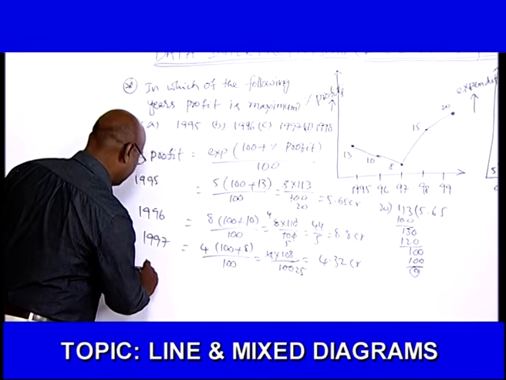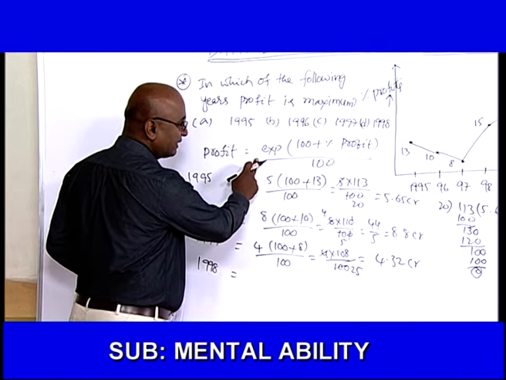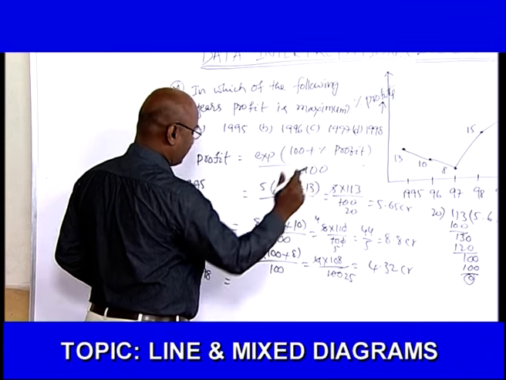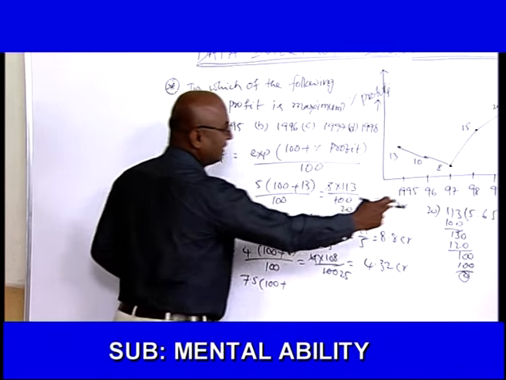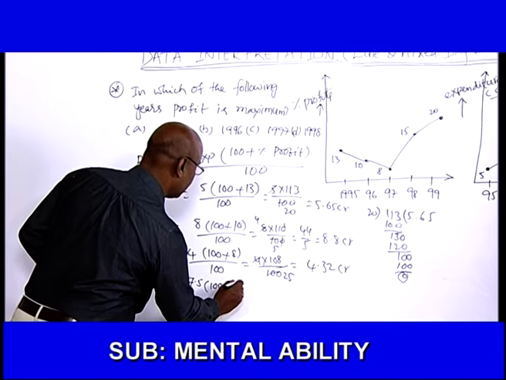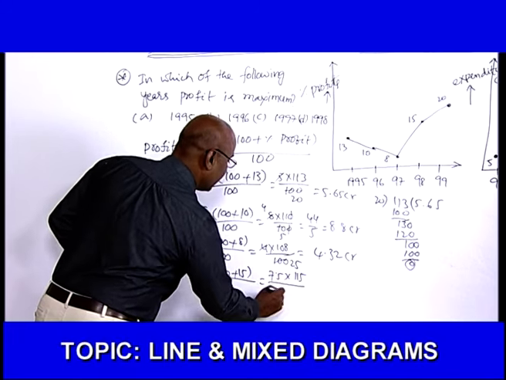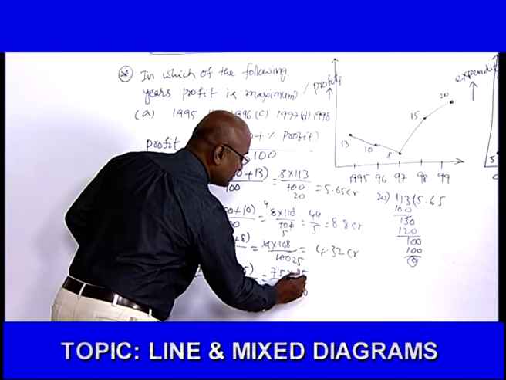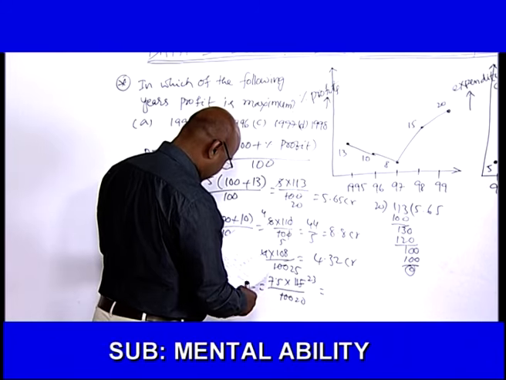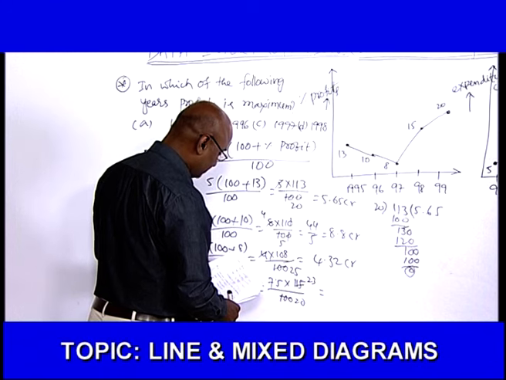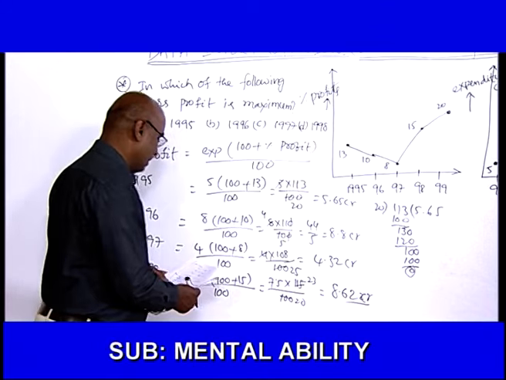4.32 crores. In the year 1998, profit is equal to expenditure into (100 plus percent profit) by 100. In the year 1998, expenditure is 7.5 crores, so 7.5 into 100 plus 15, that is 7.5 into 115 by 100. That is equal to 7.5 by 20 into 23, which is 8.62 crores.